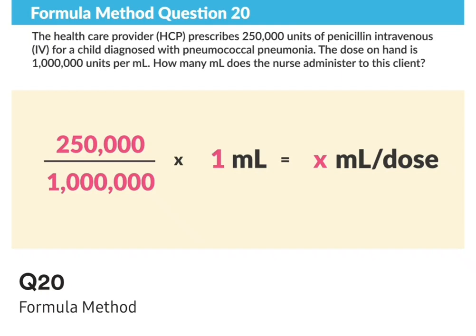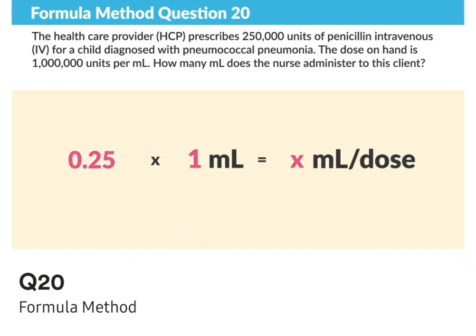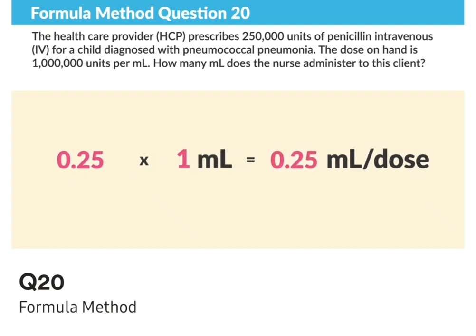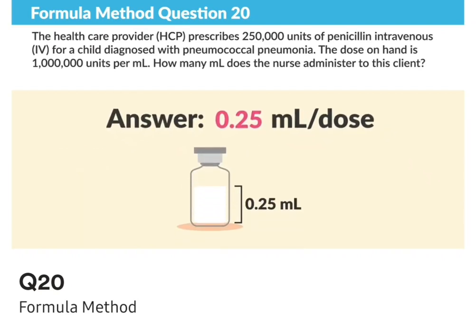So simply divide 250,000 by 1 million, and that's 0.25. Now 0.25 times that 1 mL is 0.25 mLs per dose. So the correct answer here is 0.25 mLs.